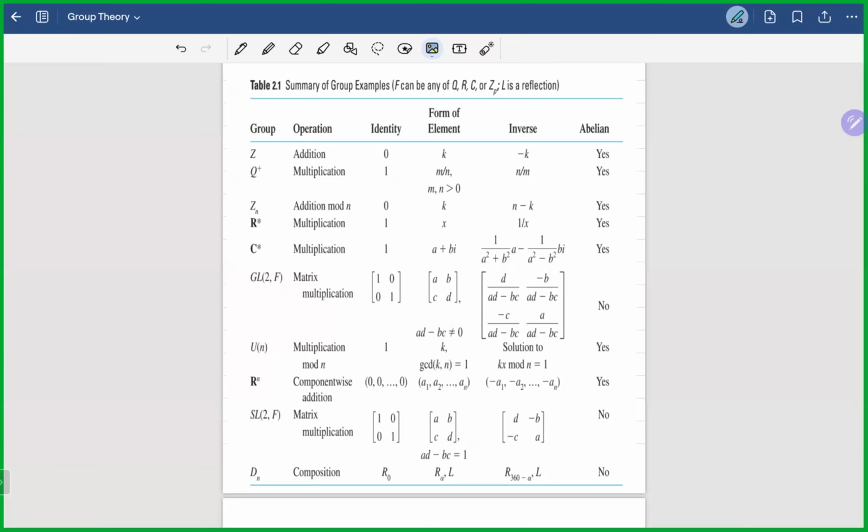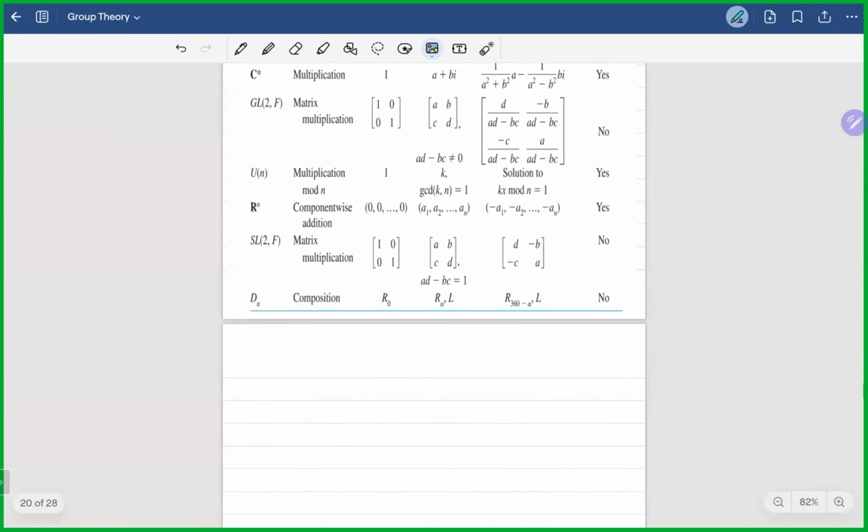Rn, which has n-tuples, is a group under component-wise addition. SL2F is a group under matrix multiplication. Dn, which was the first example, is a group under function composition.